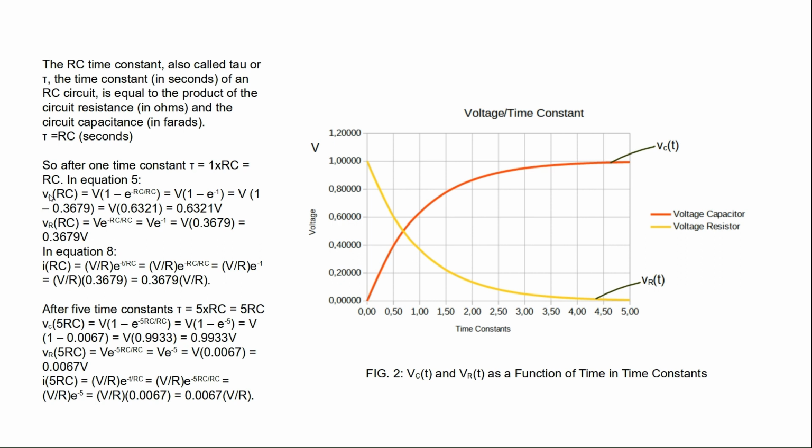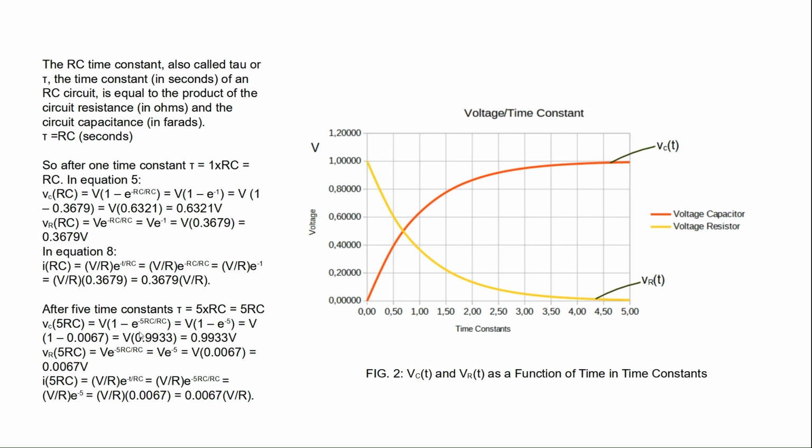So after one time constant, that's tau, 1 times RC, then in equation 5, if we replace T with RC and calculate the voltage after one time constant, we get 0.6321 volt for Vc. And if we look here after one time constant, it seems to be correct. And for Vr, after one time constant, we get 0.367 volt. And that is more or less what we see over here.